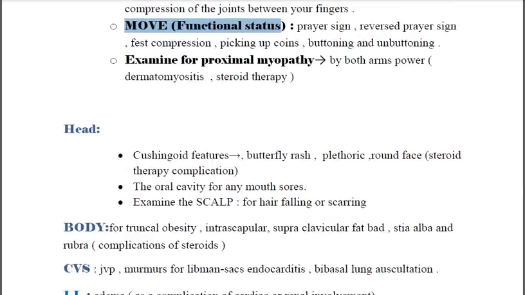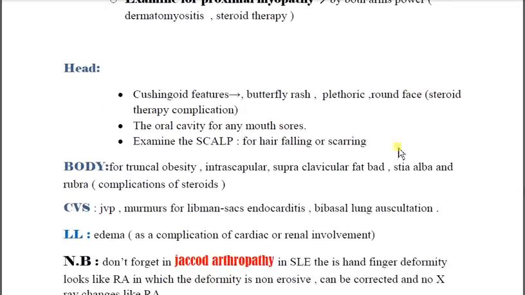Then SLE will start from the head. The head can have some signs in the form of cushingoid facies, because this patient is on steroid therapy, so it may have cushingoid moon-like face, rounded face, plethoric, with acne vulgaris maybe, and maybe there is butterfly rash of the SLE.